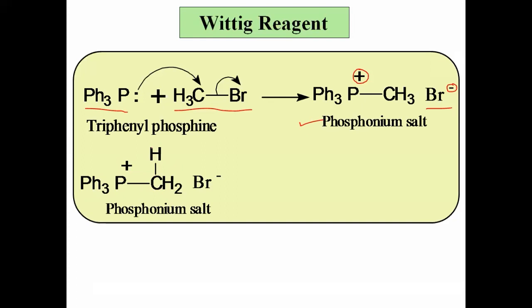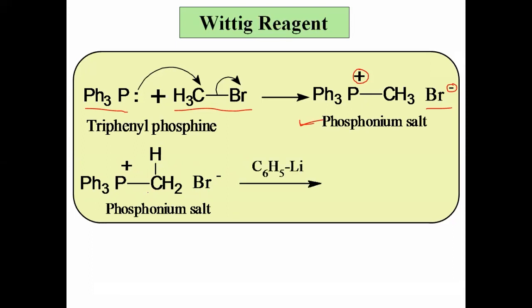But here I have shown one hydrogen separately just for convenience to understand the reaction. This is our phosphonium salt. There is Br minus as it is. Same reagent, same intermediate phosphonium salt I have written in the second line. Now, what happens when this phosphonium salt is treated with a strong base? In the second step, we are using a strong base.